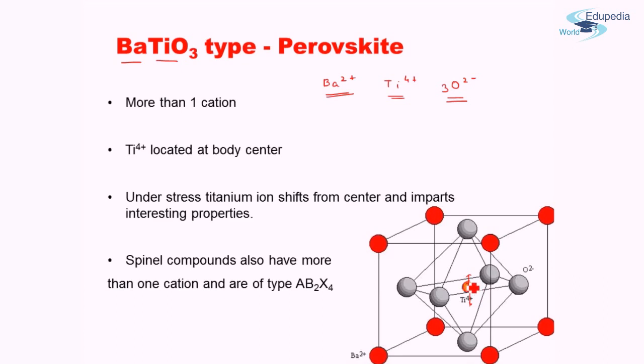Now one more type of structure is called spinel compounds, and the spinel compound basically has the formulation A, the first cation single, the second cation has 2 atoms, and the anion has 4 atoms. So effectively we have 3 cations and 4 anions. That kind of structure is known as a spinel compound, but we'll not go into the details of it. We'll close our lecture at the perovskite kind of structure.